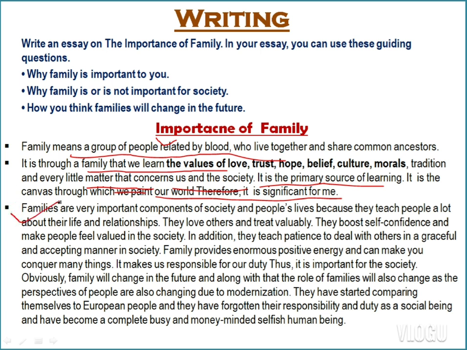The third one is families are a very important component of the society and people's lives because they teach people a lot about their life and relationships. They love others and treat them valuably. They boost self-confidence and make people feel valued in the society. In addition, they teach patience to deal with others in a graceful and accepting manner. Family provides enormous positive energy and can make you conquer many things. It makes us responsible for our duties, and thus it is important for the society.